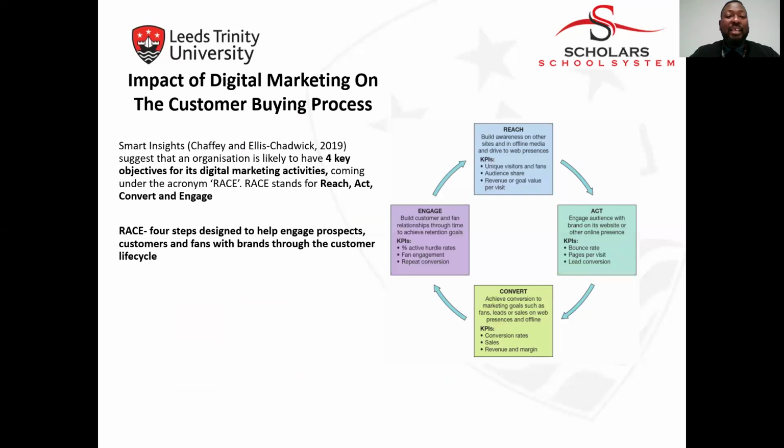There's something called the RACE model, which has 4 steps designed to help engage prospects, customers, or fans with brands through the customer life cycle. Digital marketing can help in reaching, in providing action, in creating conversion of the customer, and in engaging the customer. All these aspects are what we see with respect to digital marketing in the customer buying behavior process.